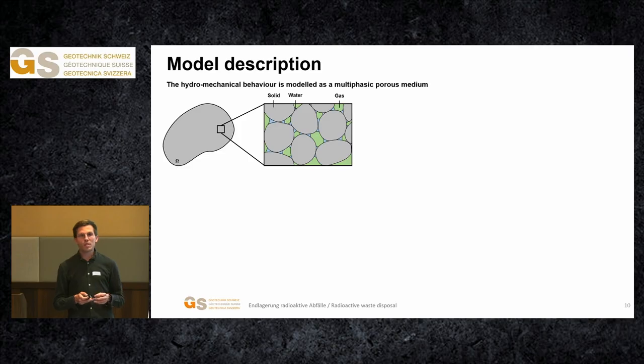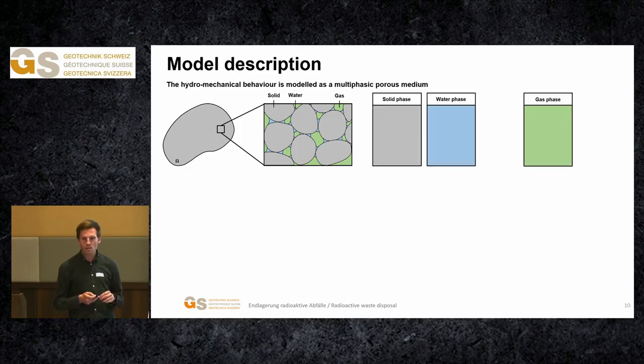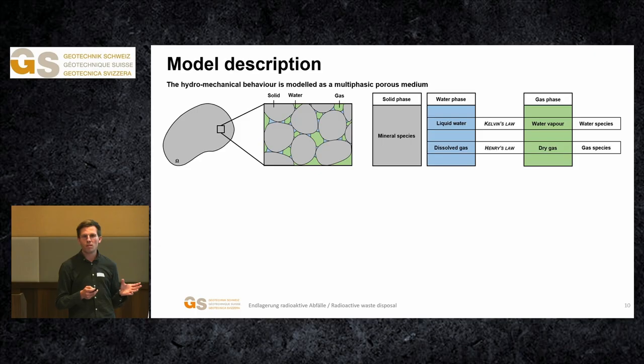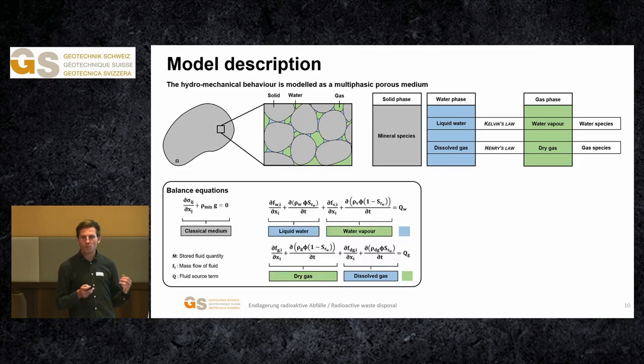Then the hydromechanical behavior of the system has to be described, and it is done by considering that each of its components is treated as a porous medium. That is how it is done in the code. This porous medium includes three main phases: the solid phase, the liquid phase, and the gas phase. Each of these phases includes different species, mainly mineral species and different types of water and gas species. From this formulation arise different balance equations: the balance of momentum, the balance of water, and the balance of gas.